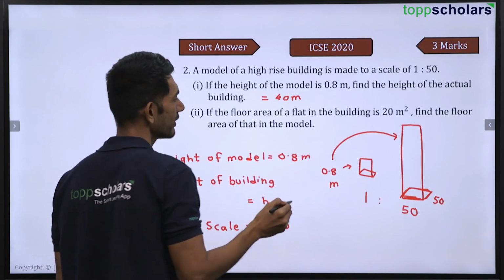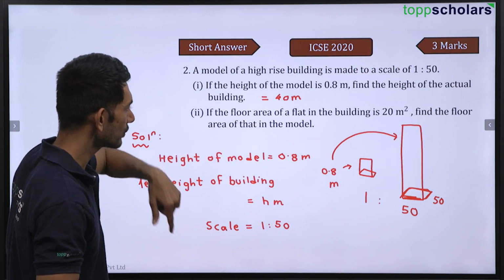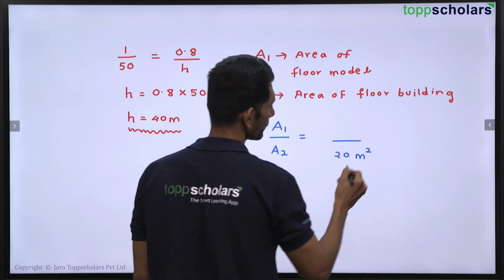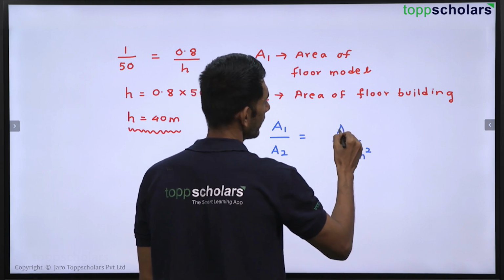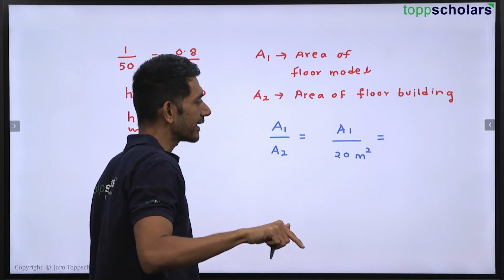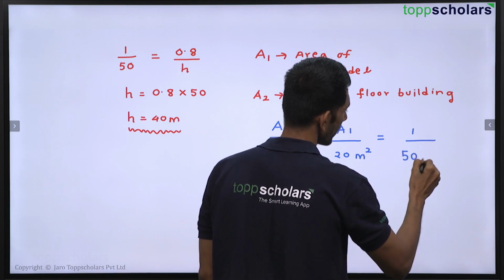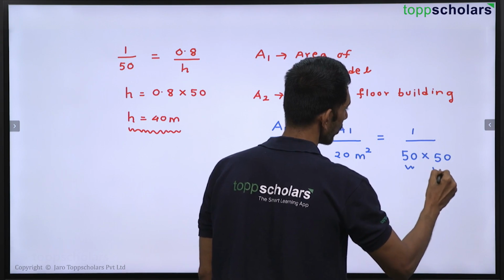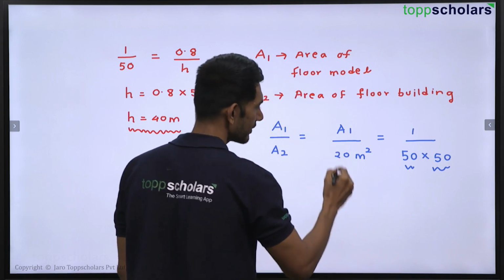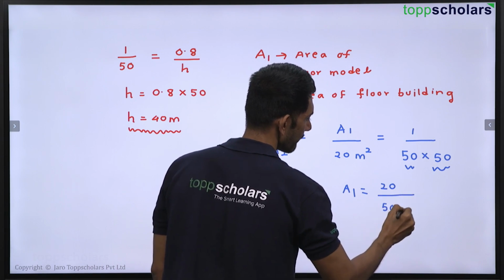This ratio, what is A1? That is area of the floor model, which we are supposed to find out. Area of the building is given, which is A2, which is 20 meters square, correct? So A1 by 20 meters square will be equal to the ratio of the scaling, correct? So can I say this will be 1 by 50 into 50. We're going to take it 2 times because here we are talking about meter square. So scaling will happen 2 times, that is for length and breadth. So can I say A1 will be equal to 20 divided by 50 into 50.